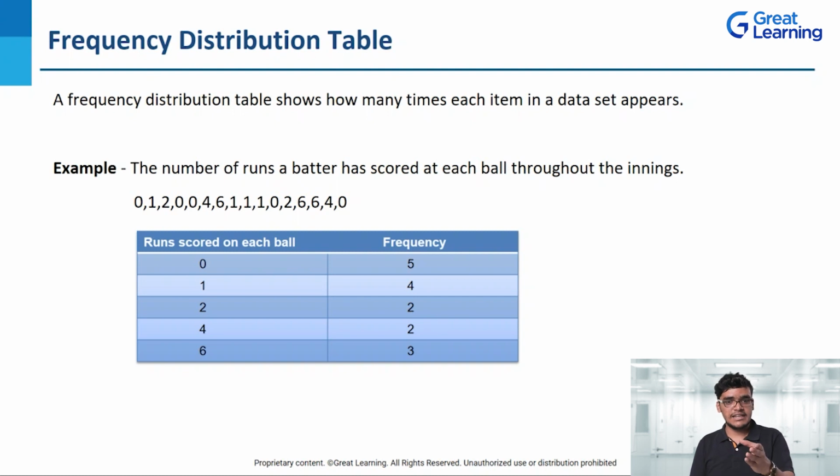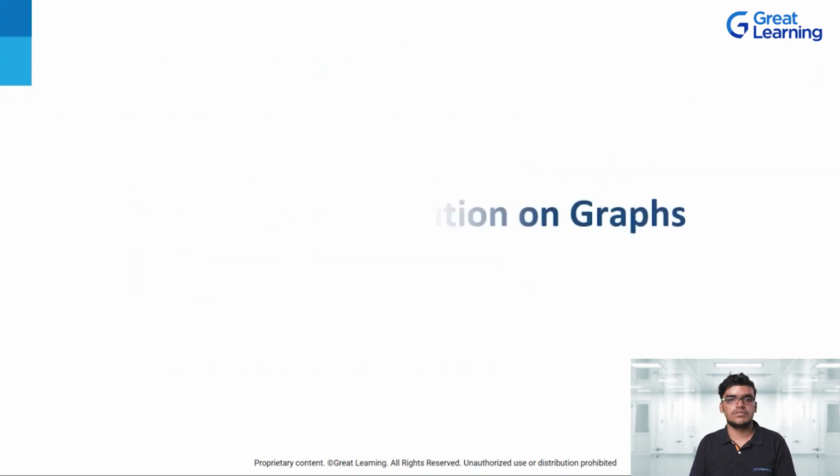You can see that there are 5 players who have scored 0 runs, so the frequency here is 5. Similarly, there are 4 players who have scored 1 run, so the frequency will be 4, right? Then we have 2 players who have scored 2 runs, and 2 more players who have scored 4 runs, and so on. This is a simple idea about the frequency distribution table. You can just write in one column the runs scored on each ball and then the frequency.